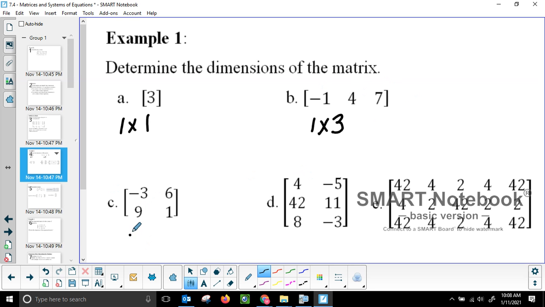All right, this is going to be a 2 by 2 matrix because we have 1, 2 rows and 1, 2 columns. All right, this is going to be a 3 by 2 matrix because we have 1, 2, 3 rows and 1, 2 columns. All right, and this is going to be a 3 by 5 matrix because I have 1, 2, 3 rows and 1, 2, 3, 4, 5 columns.